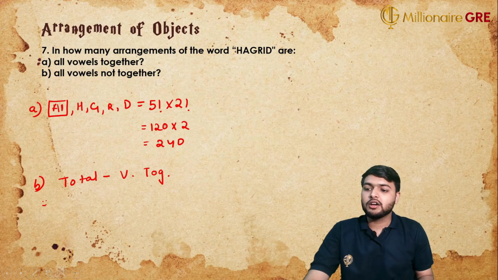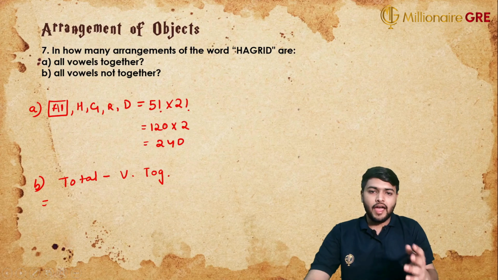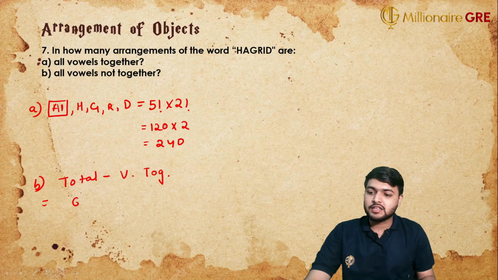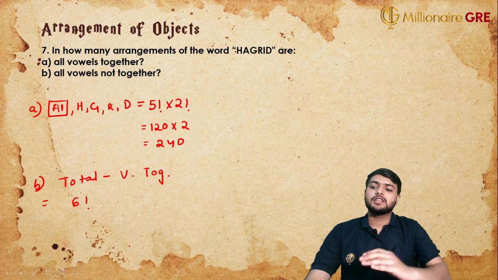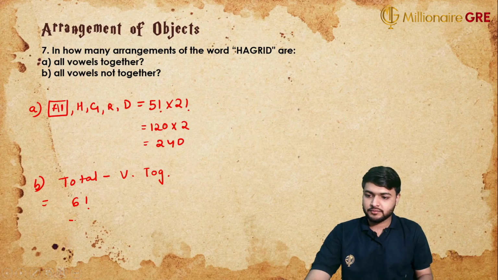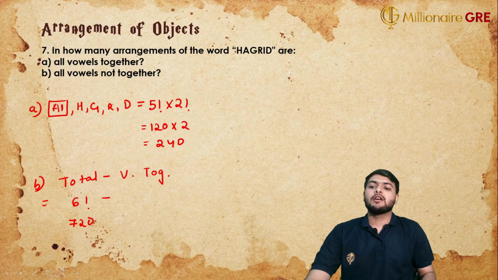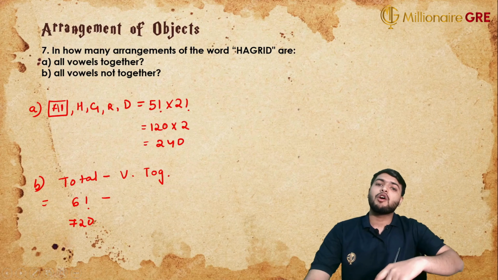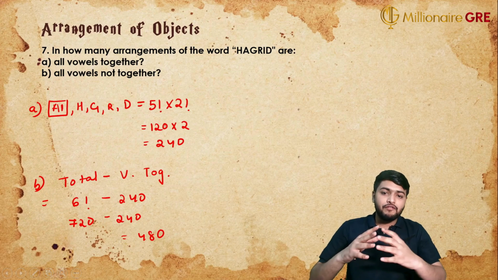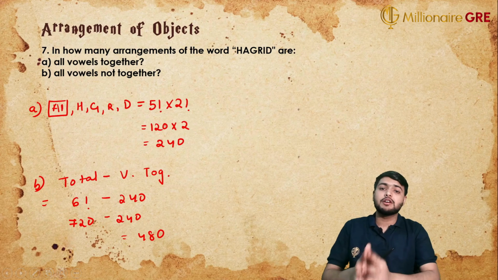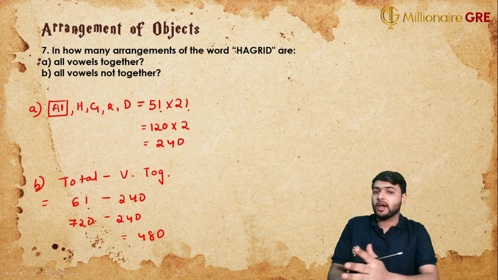Let's find the total words we can form. Hagrid is a 6-lettered word, so we can have 6 factorial words. 6 objects can be arranged in 6 factorial ways. 6 factorial is 720. We have already calculated all the words in which vowels are together, and that is 240. 720 minus 240 is 480. Now in 480 words, the vowels are never together.